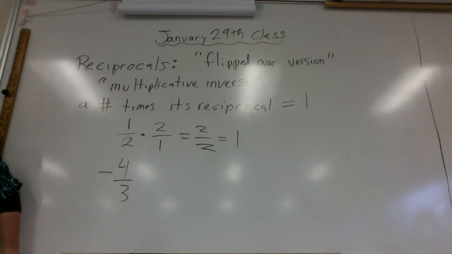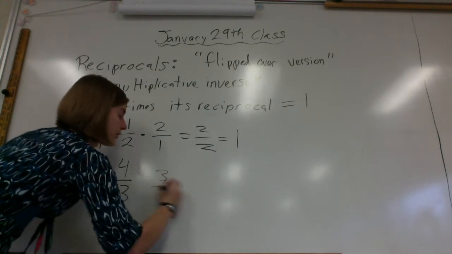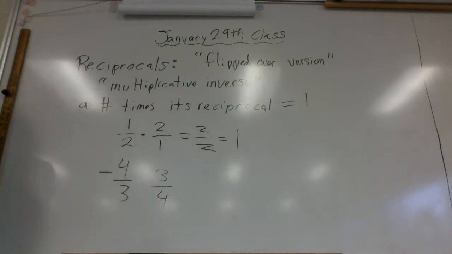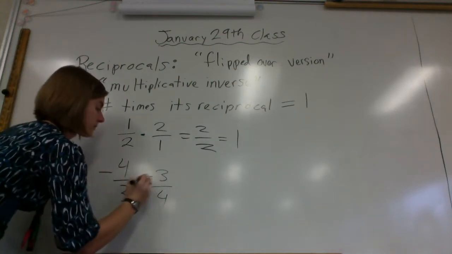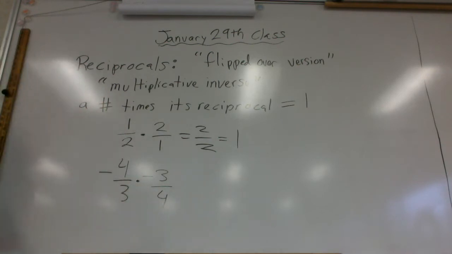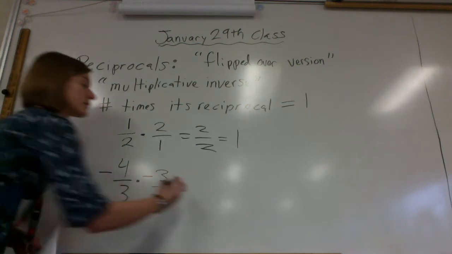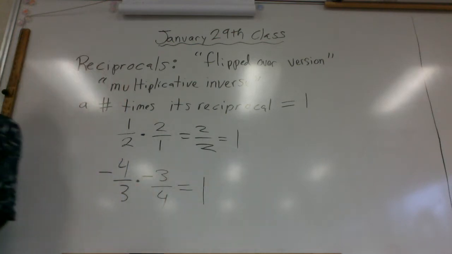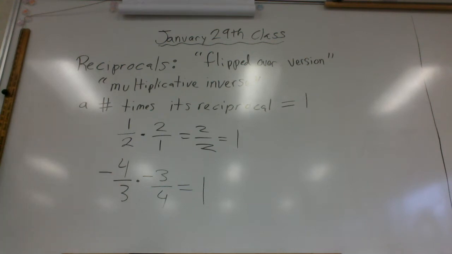So, what about with negatives? If I have -4/3, what would be the reciprocal of that? What do you think? +3/4. If I multiply these, will I get +1? So, what do I need to change about that 3/4? -3/4. So, the reciprocal of a negative number still needs to be negative, because then if we multiply them, we get to that +1. So if you need to write yourself a note, the reciprocal of a negative needs to be negative.